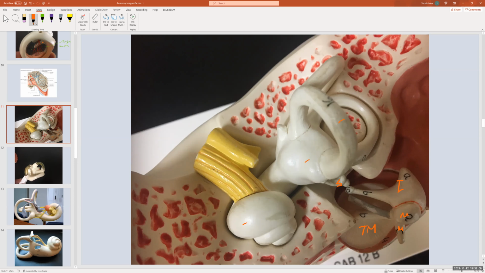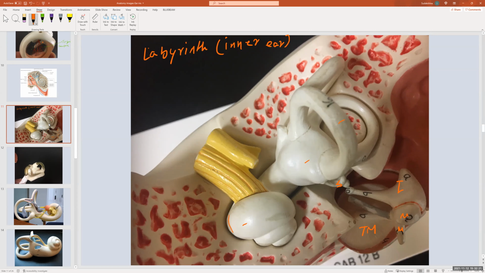When you have structures like that, complex, we call them labyrinth. So inner ear is also referred to as labyrinth. So as a whole, all of this, we'll call the entire structures to be labyrinth. This labyrinth is actually a double layer structure. So let's extract this and look at it.